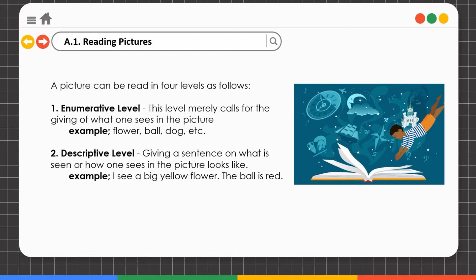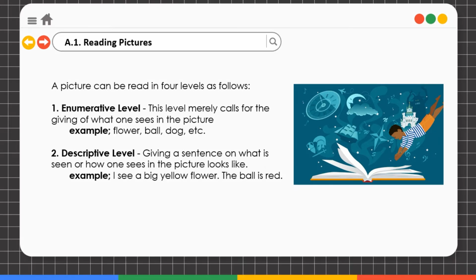Number 1, enumerative level. This is the lowest level in reading. In this level, it merely calls for the giving of what one sees in the picture. Kung ano lang yung nakikita, yun lang yung kayang i-describe. For example, flower, ball, dog, girl, boy. Those are the things we can see in the picture. Mga single words lang ang kaya nilang sabihin in describing the picture.